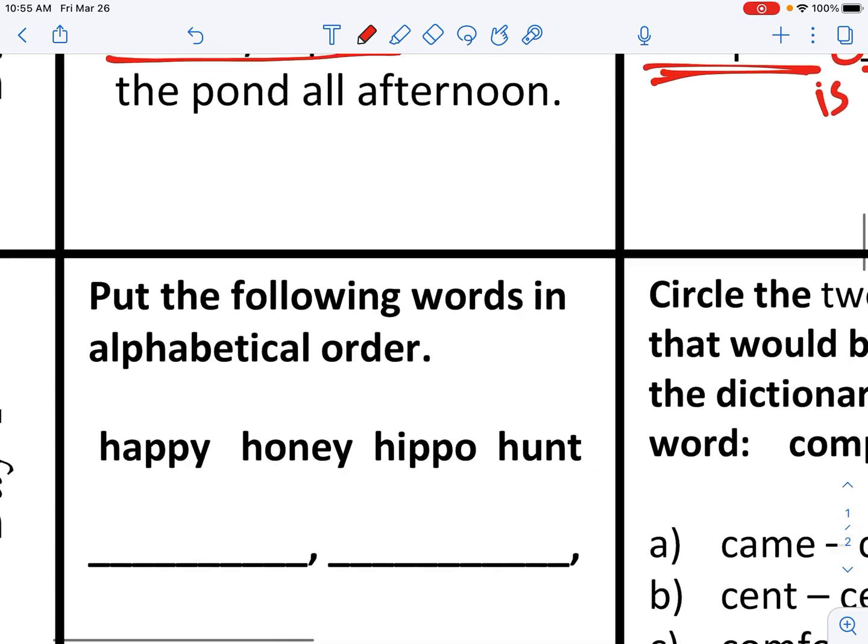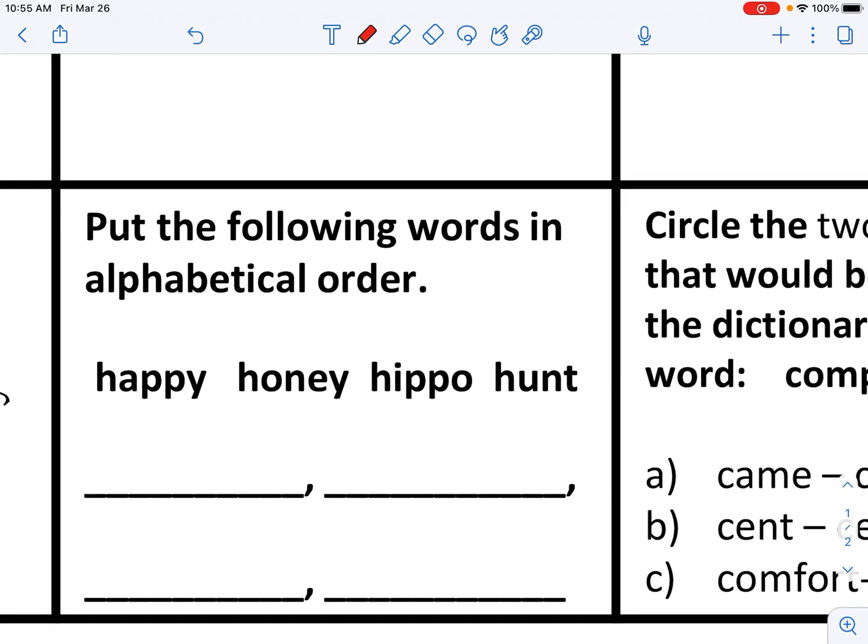Put the following words in alphabetical order. So that's ABC order. Happy, honey, hippo, hunt. Well, they all start with H, so that doesn't help us much. So now we have to look at the second letter. The second letter of this one is A, O, I, U. Well, they're all different, so that's super helpful.